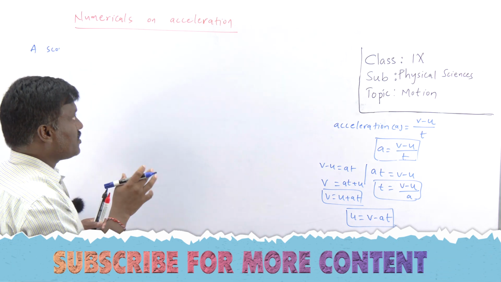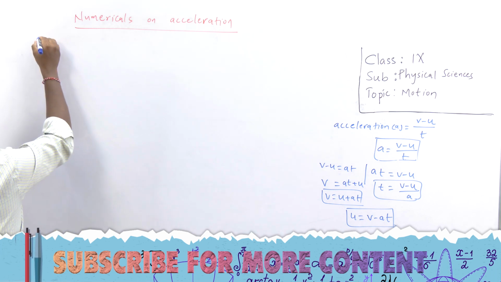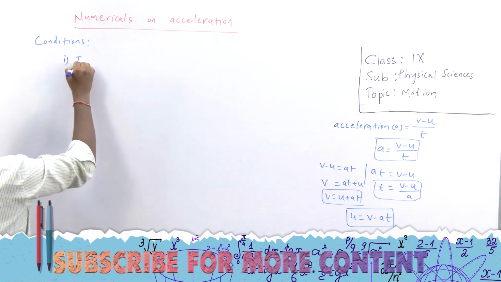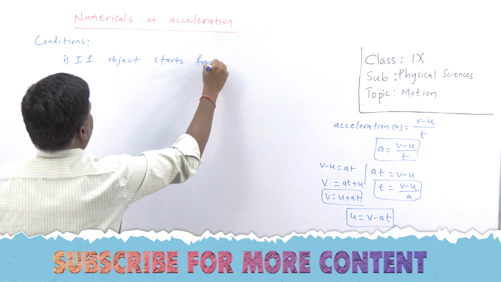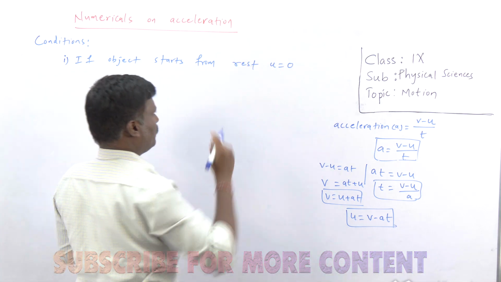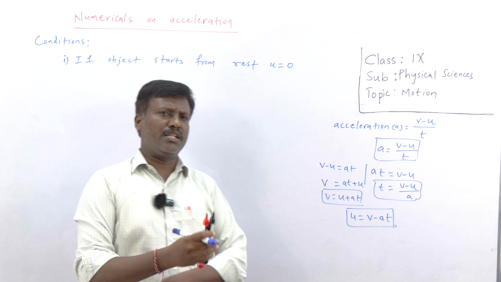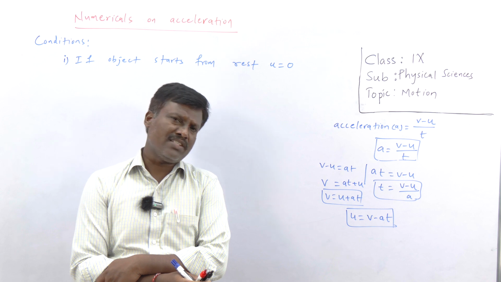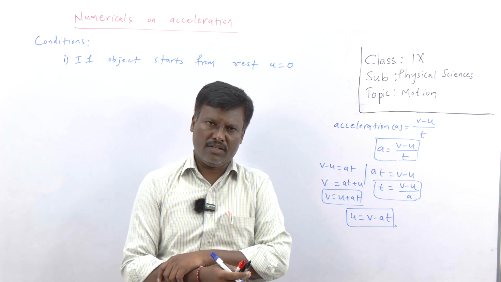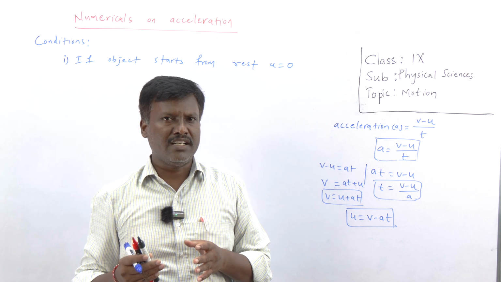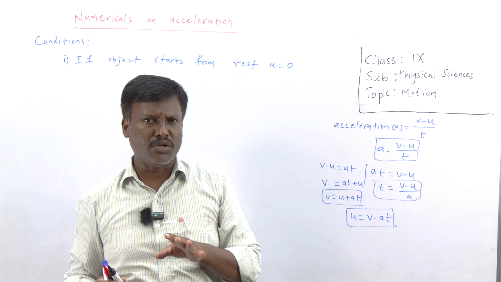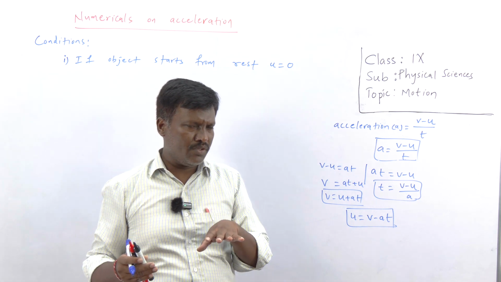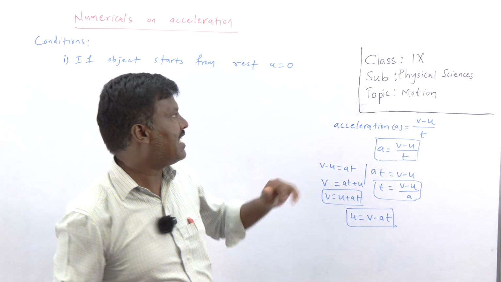Before I solve the numericals, I want to give you some conditions. So what are the conditions we have? Condition number 1: if an object starts from rest, initial velocity is 0. For example, you are waiting for the bus at the bus stop. Your bus came, and after some passengers get into the bus, then the bus starts. Until then the bus is at rest. Before starting, what is the position of the bus? It is at rest. Whenever it is at rest, does it have any velocity? It doesn't have any velocity. So we can consider it as 0.